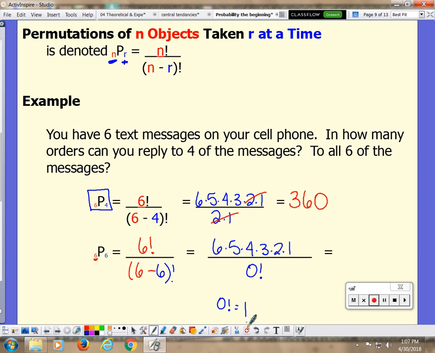So when I take all that and I multiply it out, I get 720 different ways in which I can order these 6 text messages. You guys go ahead and say that fast several times. 6 text messages that I can put in order.